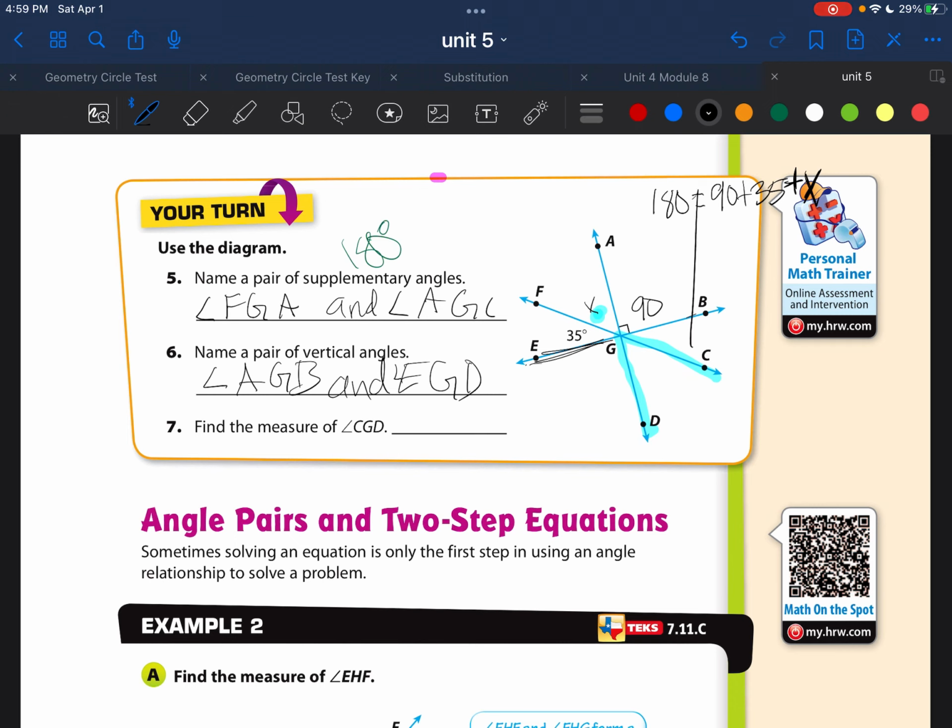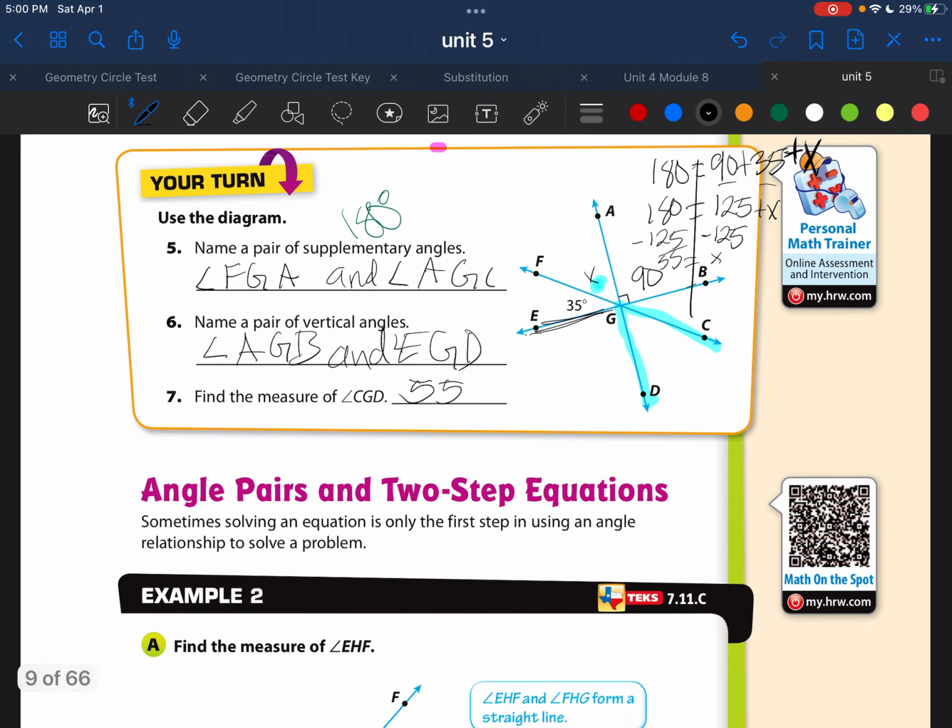Now I just have to solve for my X. So I'm going to combine my like terms, which I have 90 and 35. So I'm going to do 90 plus 35. That's 125 plus, bring down what I have, my x, bring down my 180. Now I'm trying to get x by itself, so I have to subtract my 125, subtract my 125, and my x equals 55. So that means that the angle measure is 55.